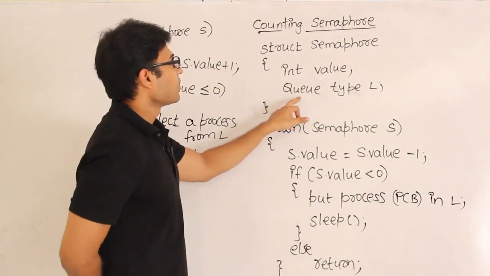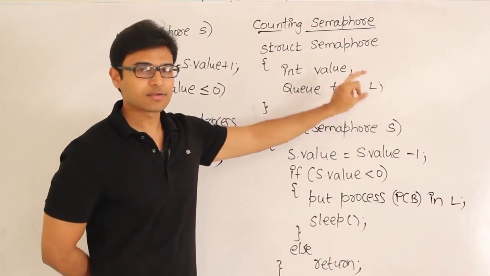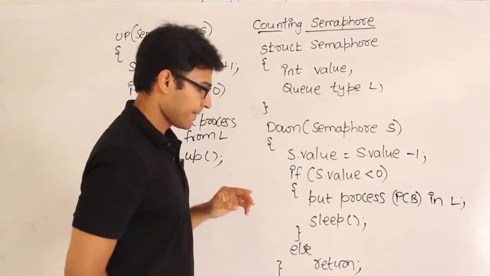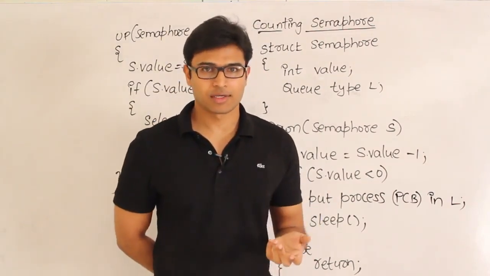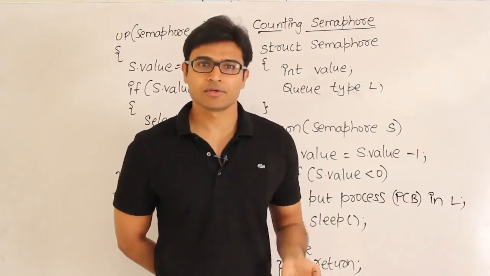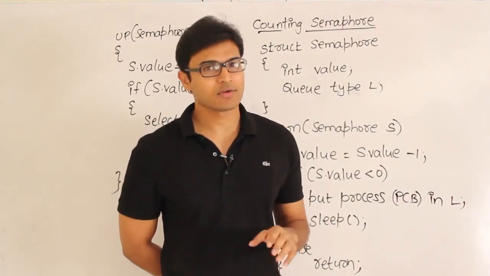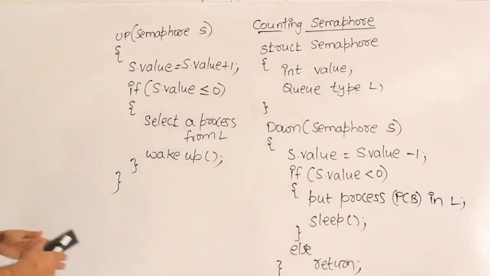And the next one is the queue. There is a queue which is called L. So L will contain the set of all processes which are blocked whenever they try to enter the critical section because they didn't get the permission. Okay, I don't know if you understood this or not. Let me take an example. I'll just explain it with this example.